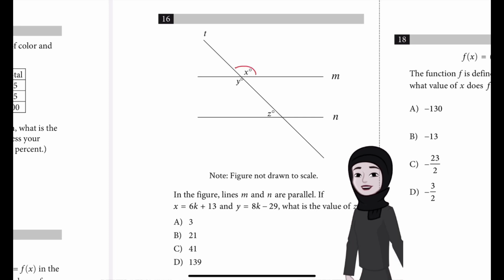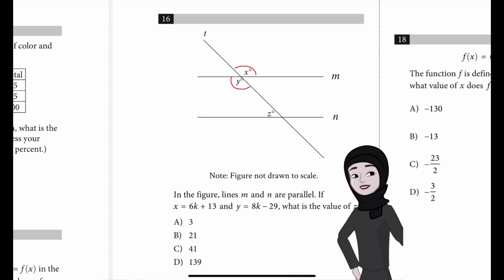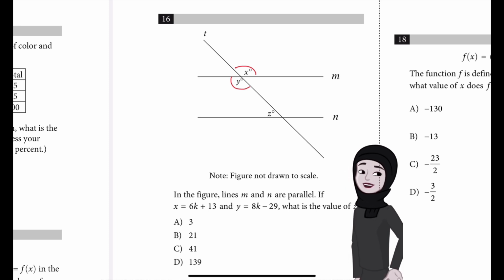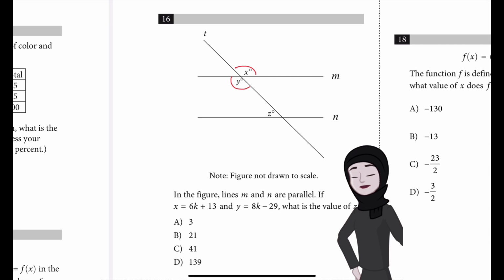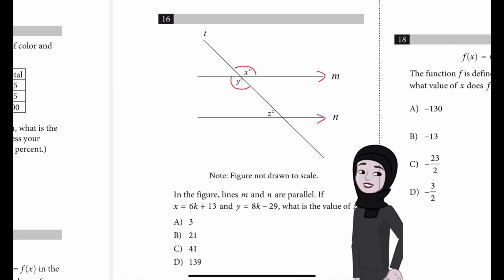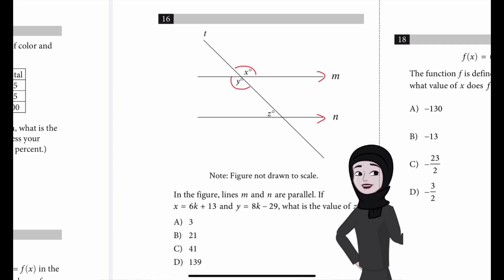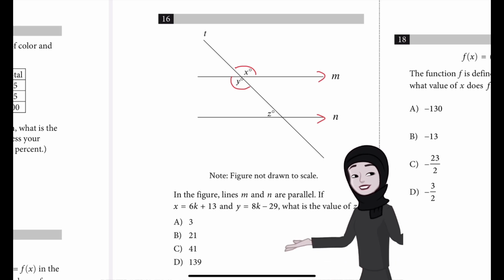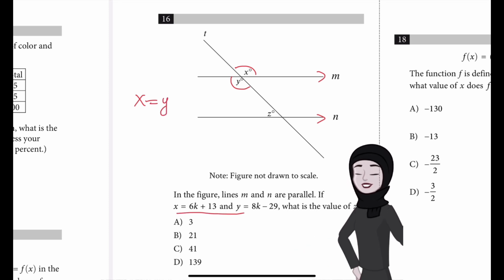So they have given us x and y. You can clearly see that these are vertical angles. Vertical angles are nothing but angles that are opposite each other when two lines intersect. You can clearly see that line M and line N are parallel, and you also have a transversal T which is intersecting line M. And if you look at x and y, they are vertically opposite angles, which means they are congruent, which also means that I can write the equation as x is equal to y. And since x and y have been given in terms of k, we can equate those two.